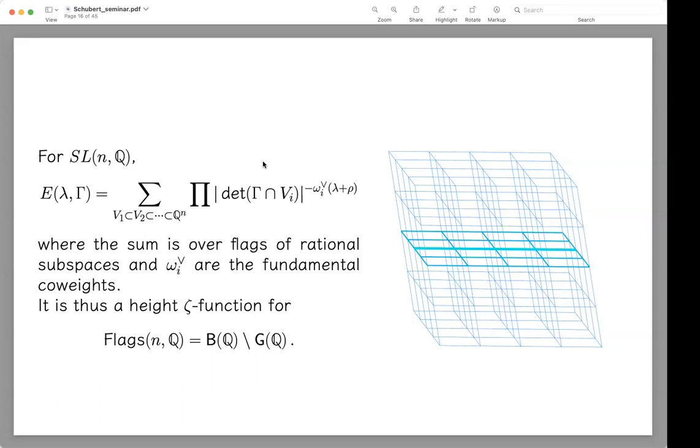You measure the height of a rational point using some line bundle. Of course, for a flag manifold there are many line bundles. If you record the heights as a function of a line bundle, you get some expression like this. Expressions like this are called height zeta functions in arithmetic geometry. But concretely, you take these flags of subspaces and you measure, in some sense, some norm of that flag.